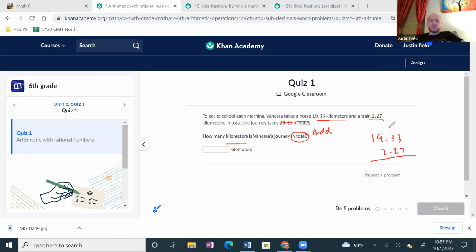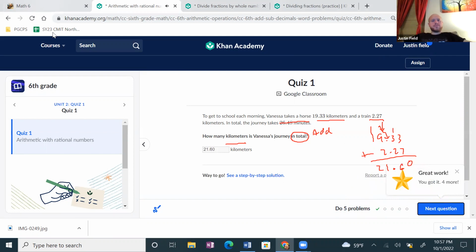So here's where I had to be careful to line up the decimal points. Okay, so we're going to add those together. And we get 2160. All right. So that was good.